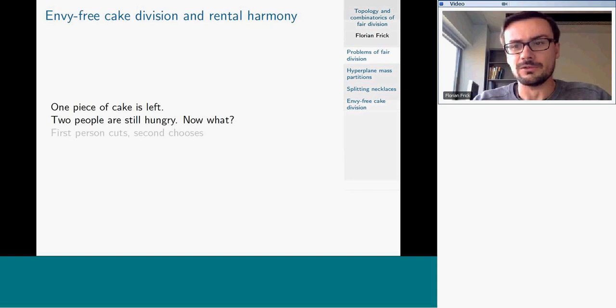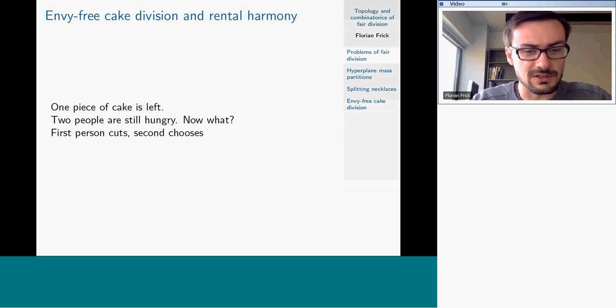If you squint your eyes, then you can see the answer is given away here. The first person cuts, the second person chooses, right? That's the algorithm. So if two people want a cake, then the first person cuts the cake in what they perceive to be the middle, right?